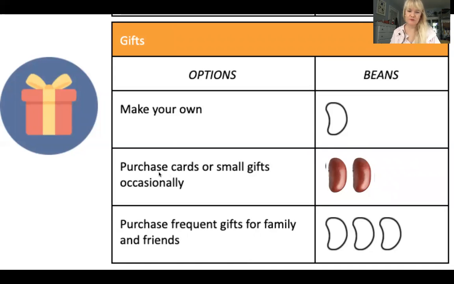The second choice is to purchase cards or small gifts occasionally. That's what I chose. I would like to buy gifts for my parents sometimes. And for my children, I need to buy gifts for my kids. They'd be really upset if I didn't buy gifts for them. The third choice is purchase frequent gifts for family and friends. This means I buy presents all the time for people. That costs 3 beans. That's a little too expensive, so I did not choose that one. And again, you don't have to buy anything in this category. You can make your own. Often people are very happy if you make them cookies or make them some other little thing to eat or make them a card.